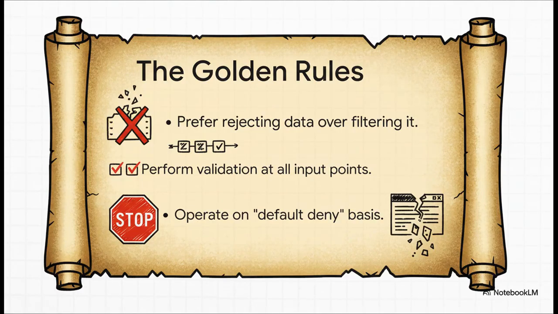So what are the big takeaways here? Let's call them the golden rules. First, it is always safer to just reject bad data instead of trying to fix it. Trying to filter things is a game of cat and mouse you'll eventually lose. Rejection is a locked door. Second, you have to apply these checks everywhere, at every single input point. Third, your policy should be default deny. That means if something isn't explicitly allowed, it's blocked. And finally, never, ever trust a command sent by a user. Break it down yourself to make sure it's safe.